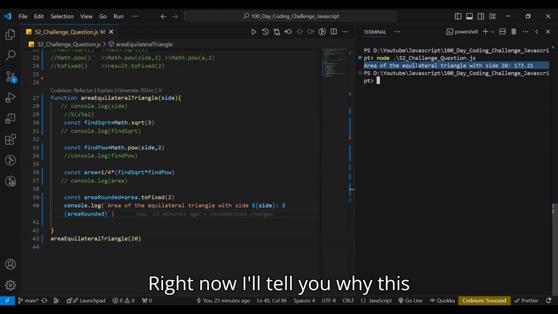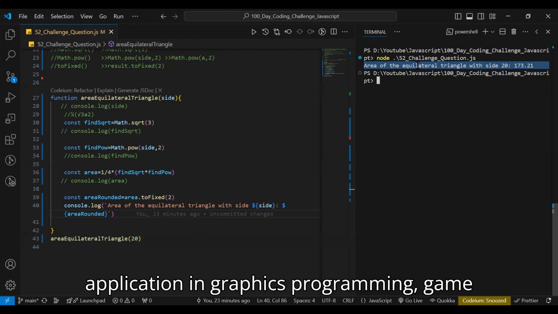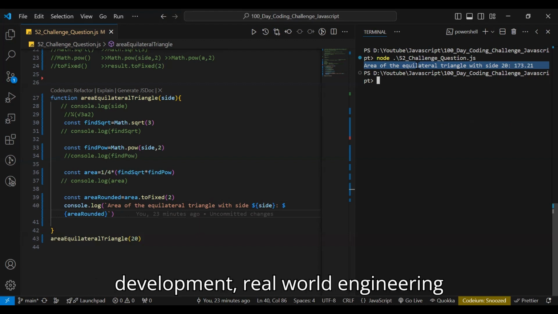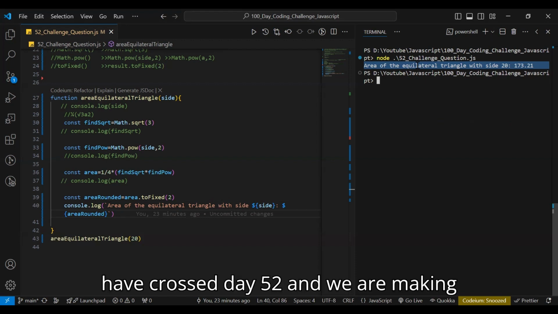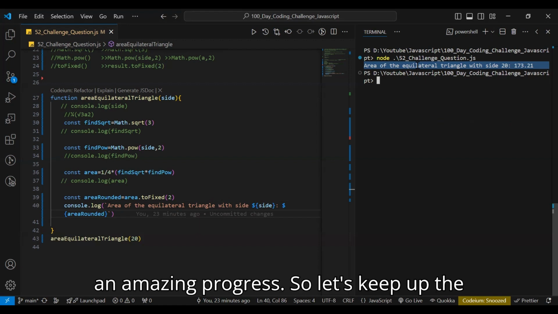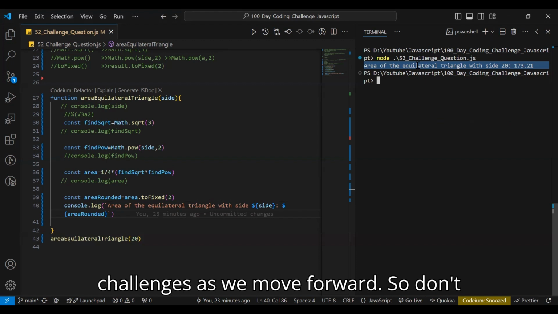Now, I'll tell you why this challenge is important, because calculating areas is a foundational concept in geometry and it has applications in graphics programming, game development, and real world engineering calculations, okay? And guys, we have crossed day 52 and we are making amazing progress. So let's keep up the energy and dive into more exciting challenges as we move forward.